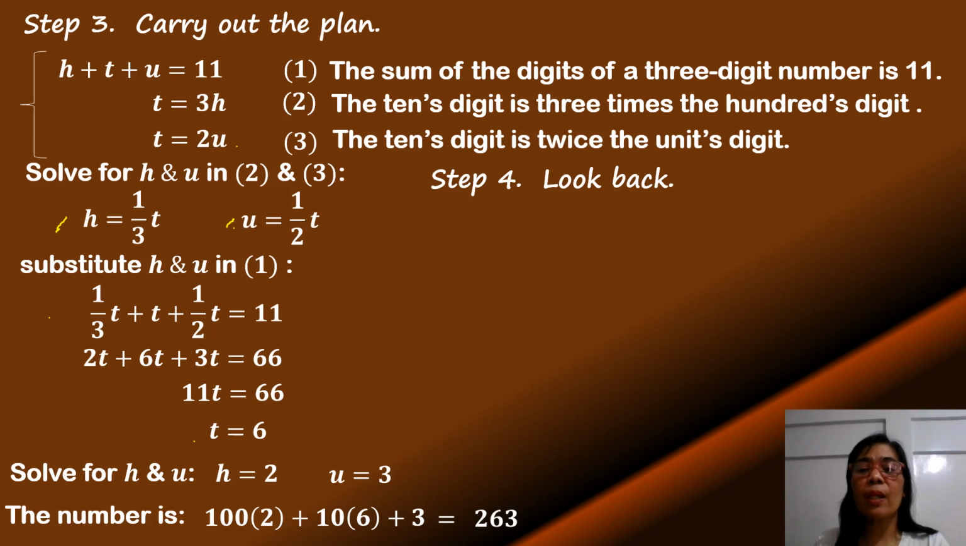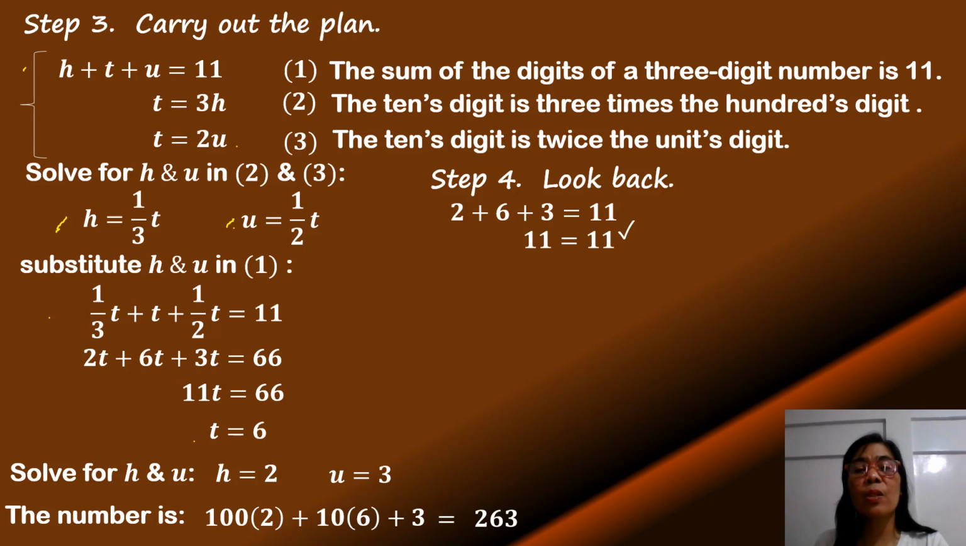Okay, so the last step in our solution is to look back. To look back is to check if the obtained values of h, t, and u will satisfy the given conditions. So we go back to the first condition that h plus t plus u is equal to 11. So we have 2 plus 6 plus 3. We try to check if this is really equal to 11. So having arrived at an identity, that means the first condition is satisfied.